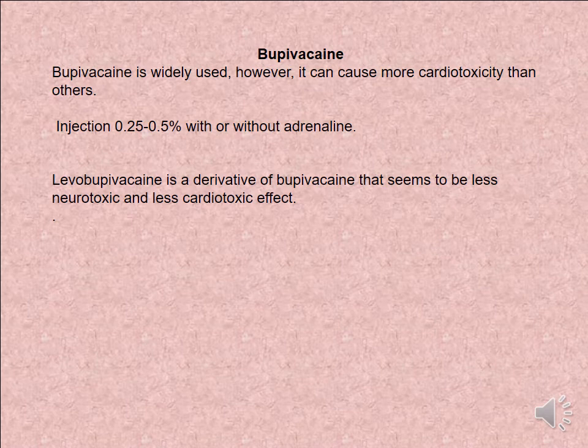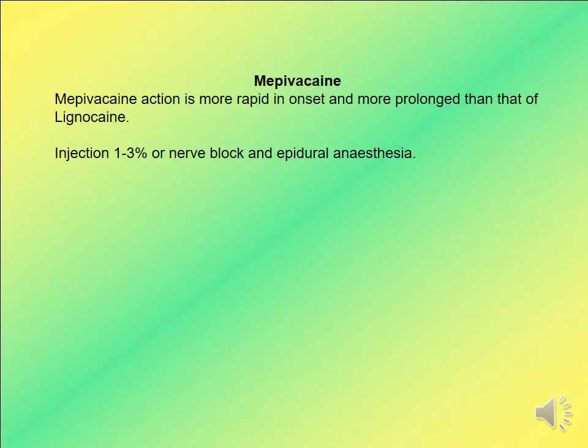Another one, like bupivacaine, is a derivative of bupivacaine that seems to be less neurotoxic and less cardiotoxic, with less effect on the nervous system and the cardiac system, the myocardial muscle. Mepivacaine, its action is more rapid in onset and more prolonged than that of lidocaine. It is available as injection 1 to 3%, and nerve block and epidural anesthesia can use it.